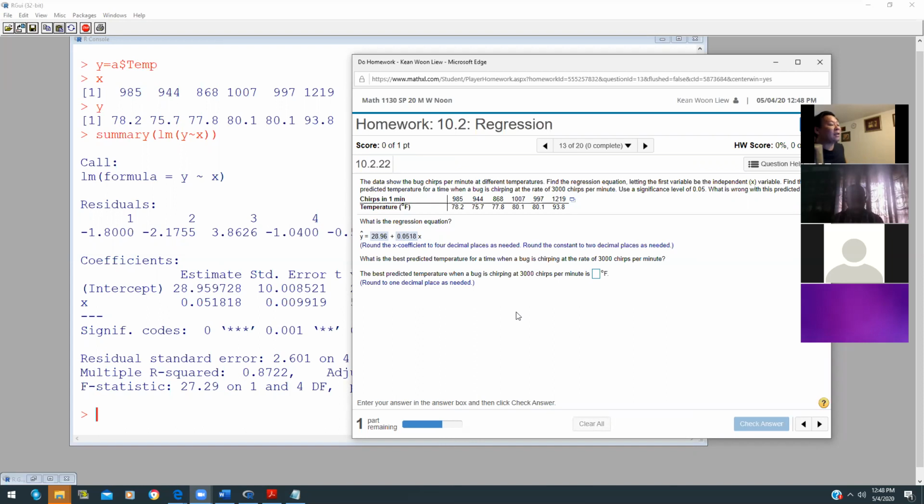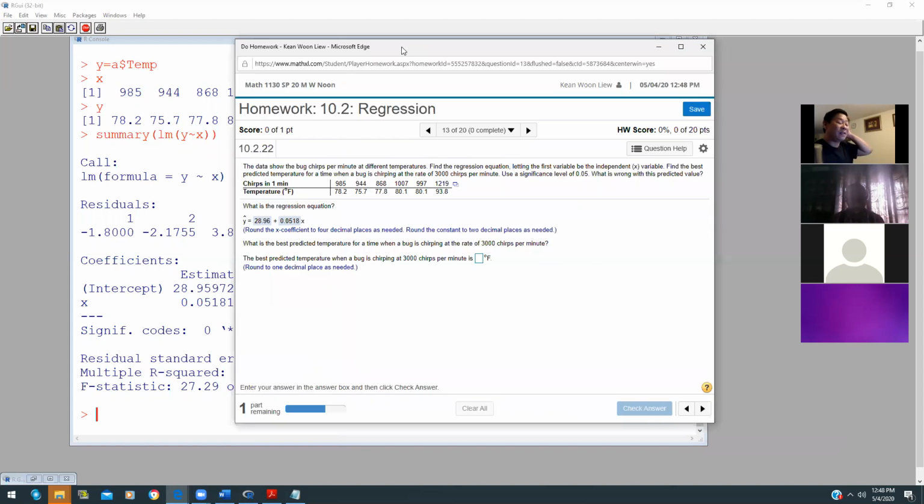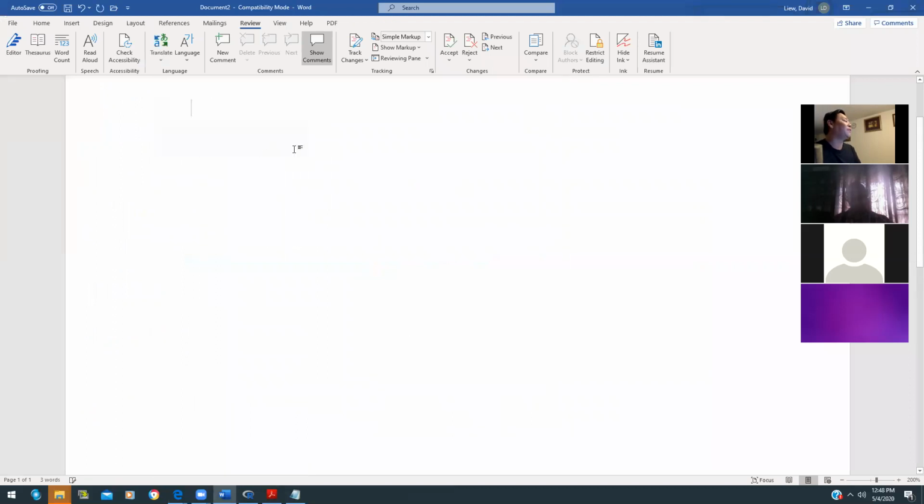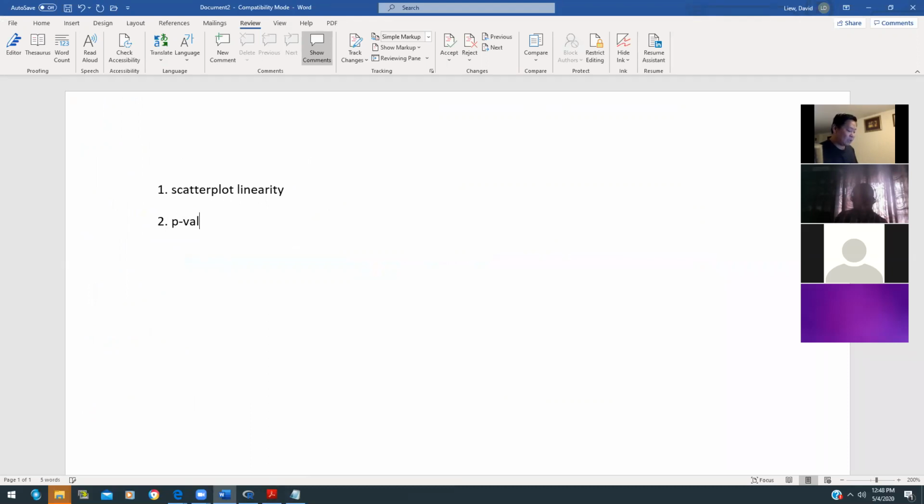So next, you have to find the predicted line in this case. In order for you to do the predicted line, you have to fulfill 3 conditions, right? 1, the scatter plot has to show a straight line, linearity. 2, your p-value has to be less than alpha, so that you have correlation. And 3, no extrapolation. If you fulfill these 3 conditions, it's a good model. So let's see what happens.